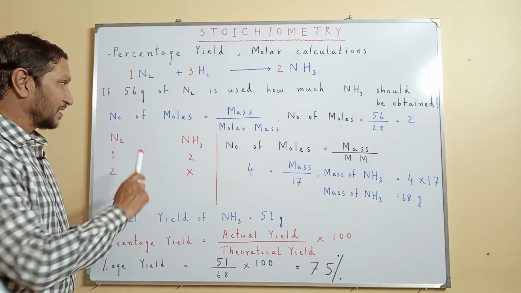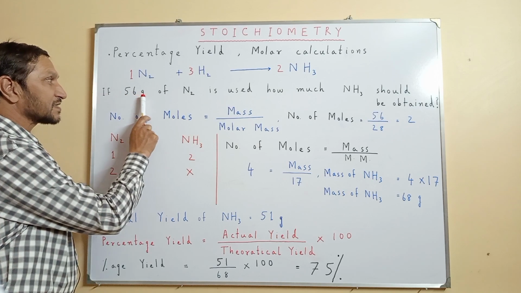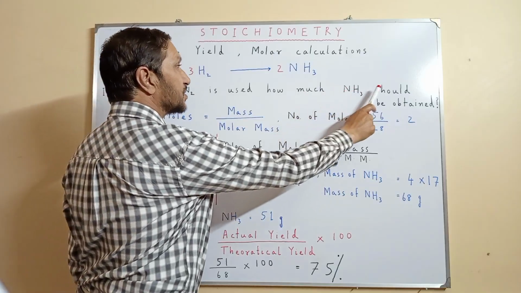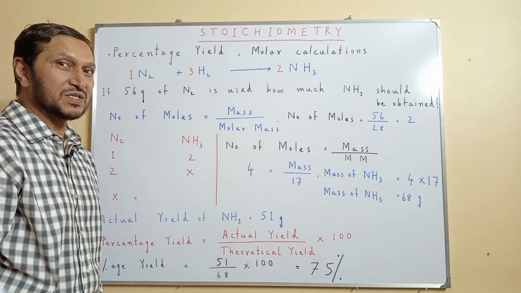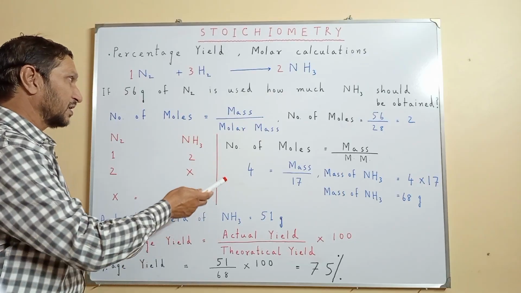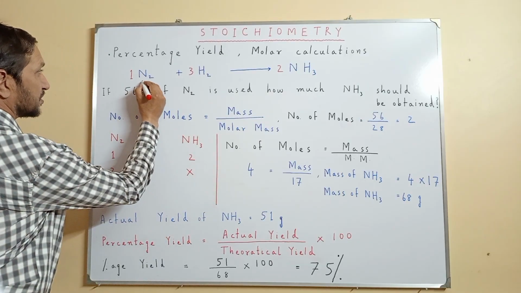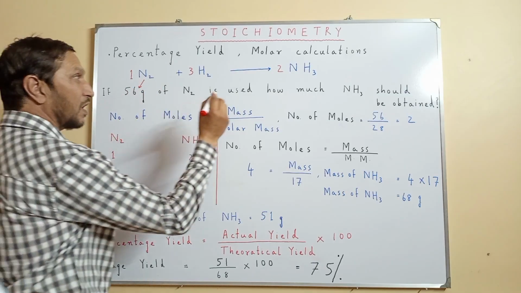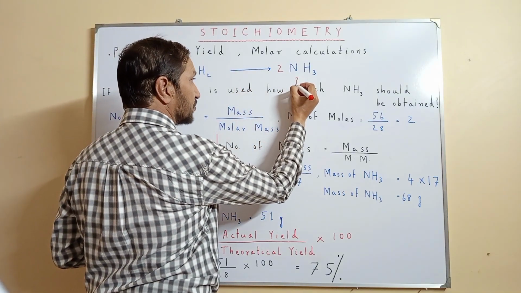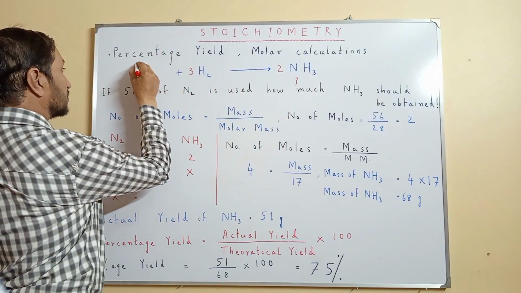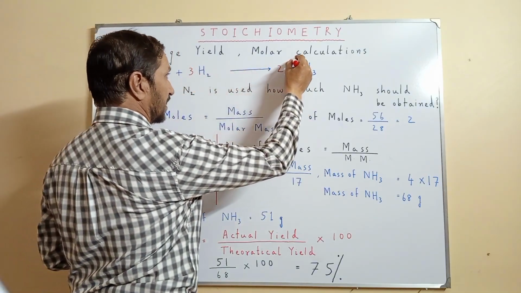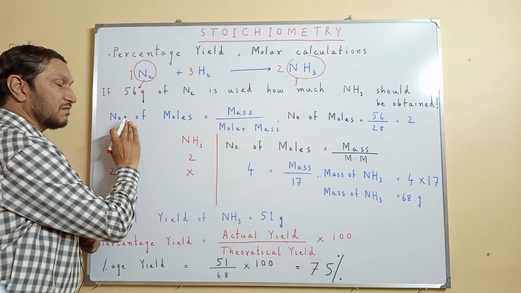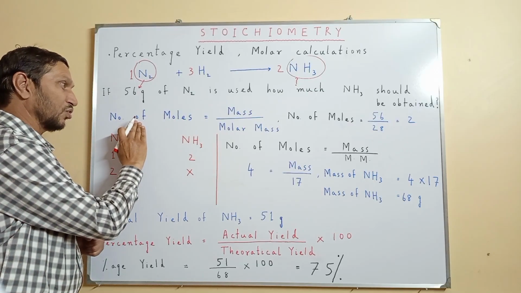Suppose the question is: if 56 grams of nitrogen is used, how much ammonia should be obtained? If the amount of nitrogen provided is 56 grams, how much ammonia is produced? So we are dealing with these two things, nitrogen and ammonia. Now for this we will always use the basic formulas for molar calculation.